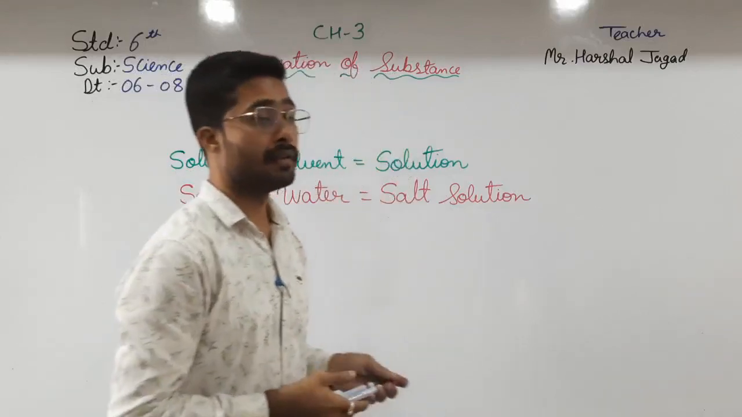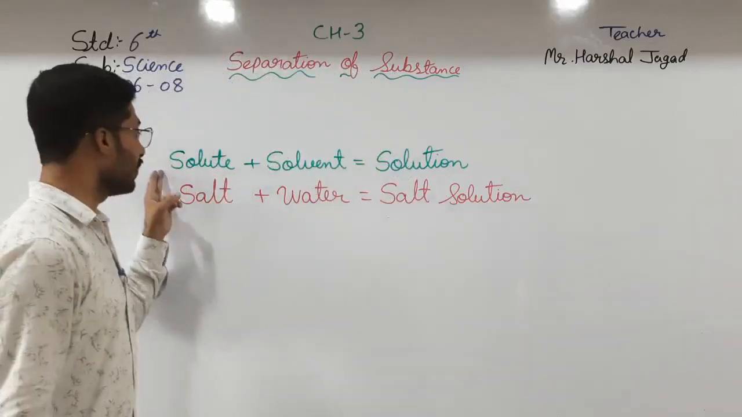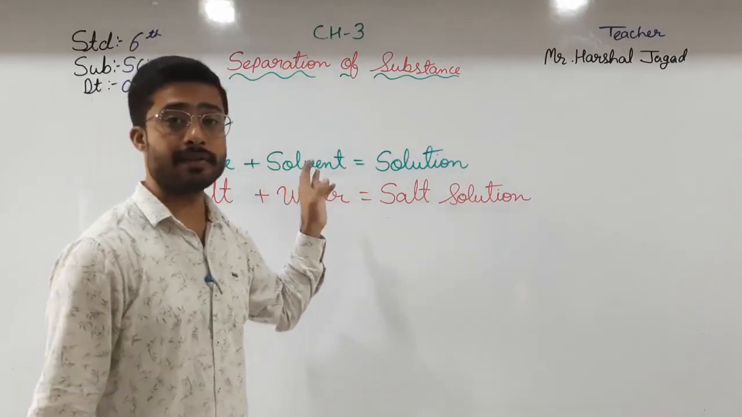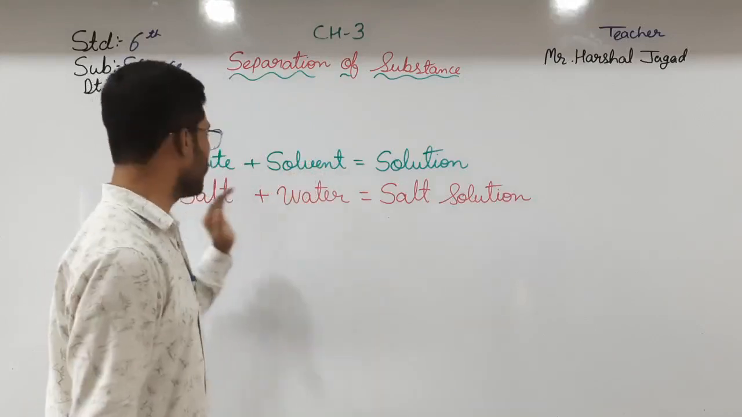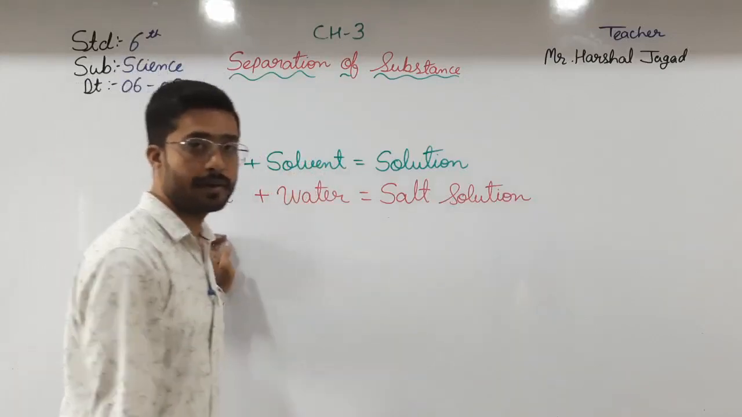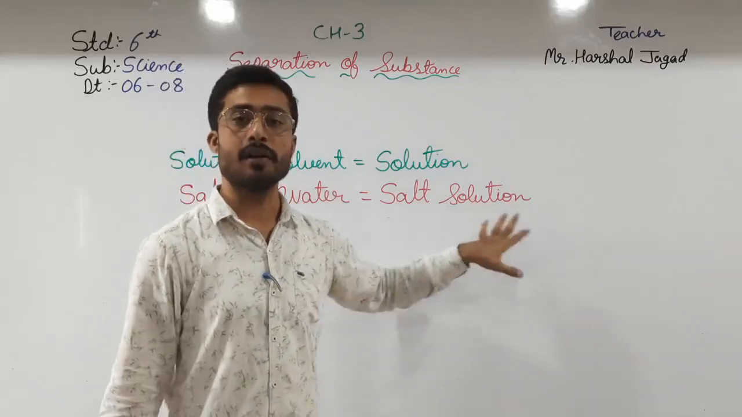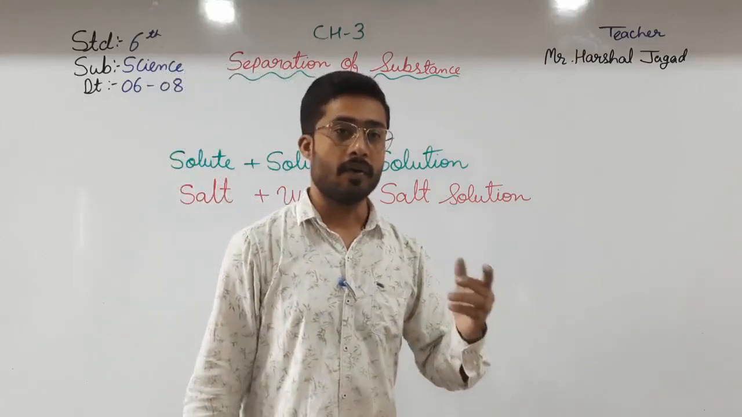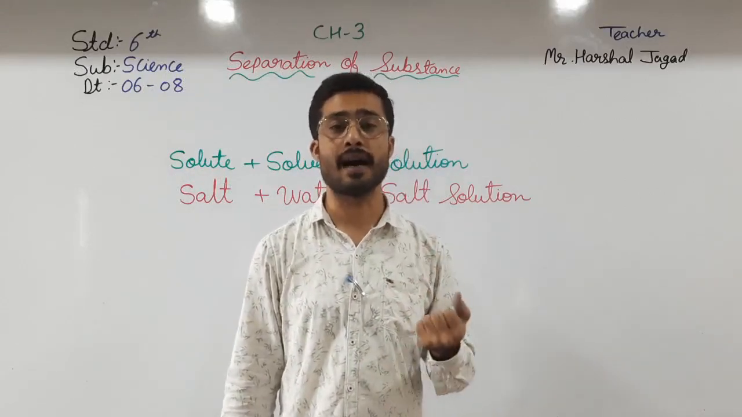So here the substance which is to be dissolved is known as solute, and the substance in which it is to be dissolved is known as the solvent. Here the solute is salt which is to be dissolved in water. So water is the solvent and we get the salt solution. Okay, now there is solubility. Different solubilities are there.